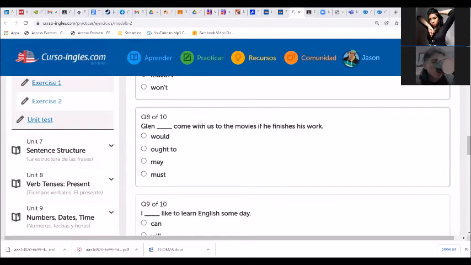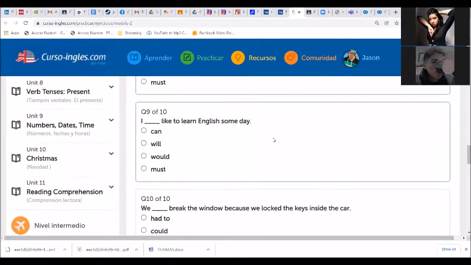So number 8, you see, if he finishes work, this is a condition. Go ahead, Lorenzo, you think you know the answer? Glenn may come with us to the movies if he finishes his work. Yes, that's correct. Condition number 1. And we have number 9, Liliana, and then number 10, Brian.